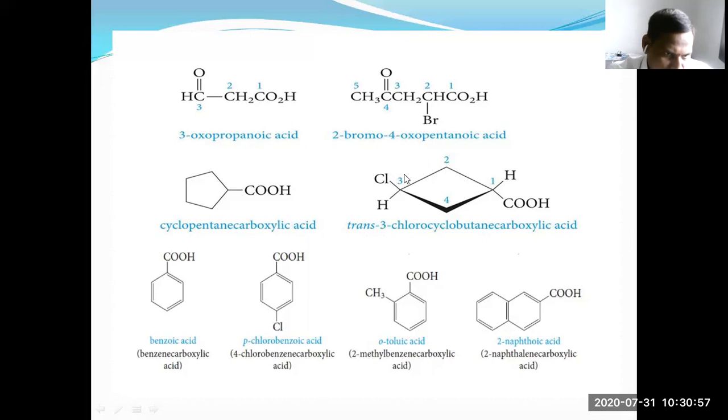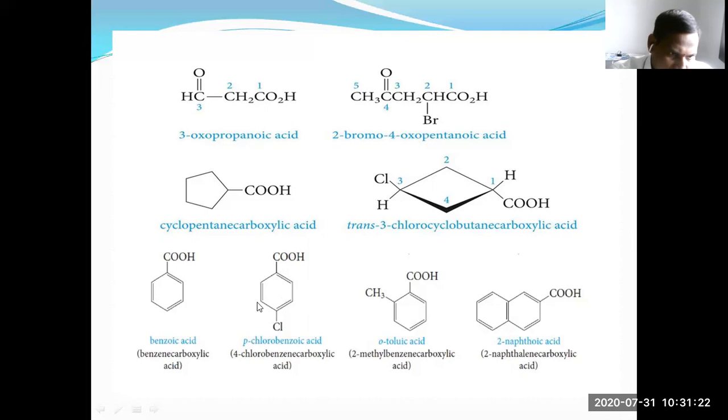So the cycloalkane ring is attached with the carboxylic acid. This chlorine substituent is present opposite to the carboxylic acid group. That's why you can give the name trans-3-chlorocyclobutane carboxylic acid.